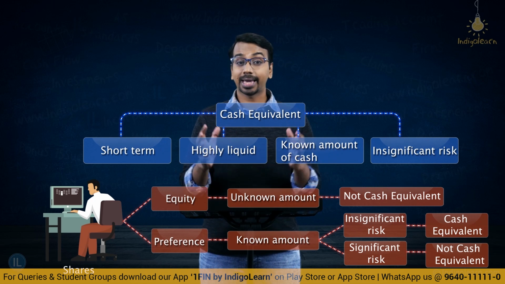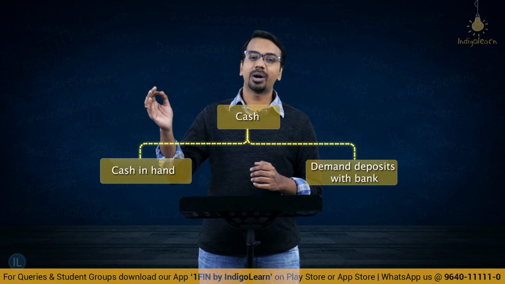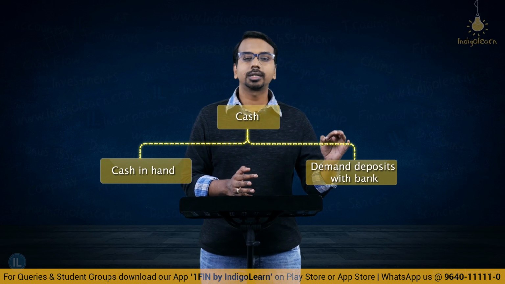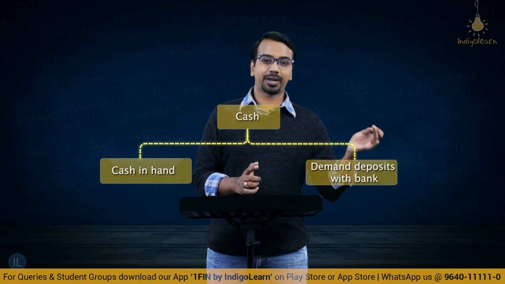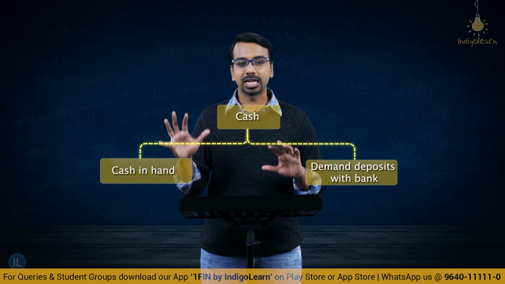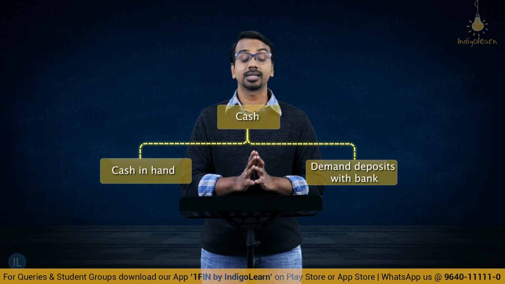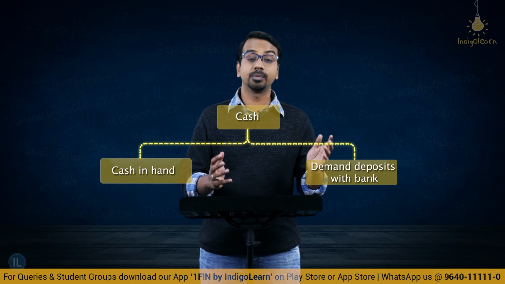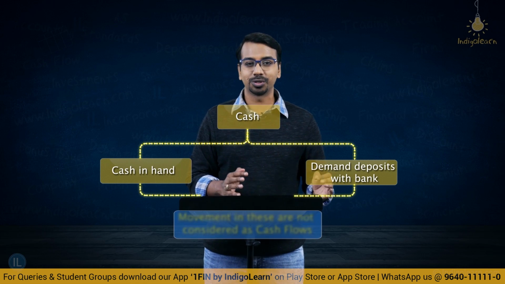So we have understood what is cash, what are cash equivalents. Cash comprises cash on hand and demand deposits with banks, whereas cash equivalents comprise those short-term highly liquid investments which can be converted into a known amount of cash and there is insignificant risk that the value will change. This is what is cash and cash equivalents. Now the reason we have spent a lot of time in understanding these two concepts is that whenever there is a movement between cash items or cash and cash equivalent items, such movements are not considered as cash flows. What does this mean?